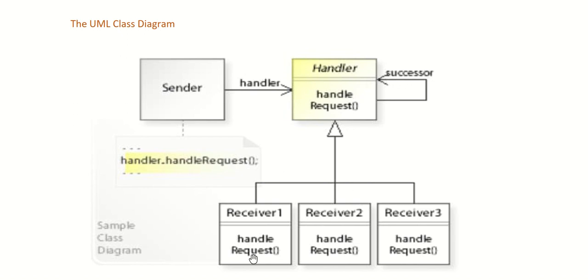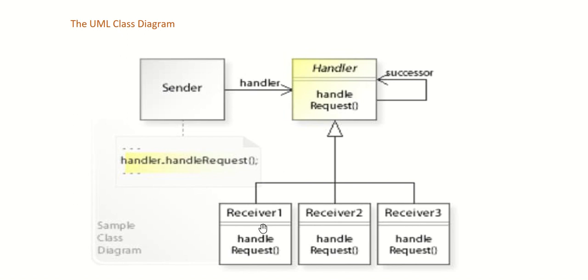And then you provide a concrete implementation for your receiver objects. For this handler, you provide the concrete implementation, like receiver 1 or handler 1, handler 2, handler 3, like that, receiver 1, 2, 3. Each receiver handles the request in its own way, and it will check whether it can handle it or not. If it can handle, it handles it and returns the result.